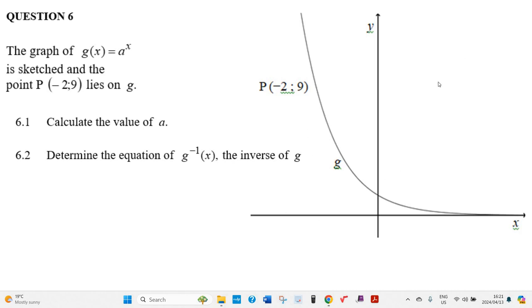If it's going off to the right, then it's going to be an integer like 1 or 2 or 3 or something like that. Anyways, calculate the value of a. So how do we do that?